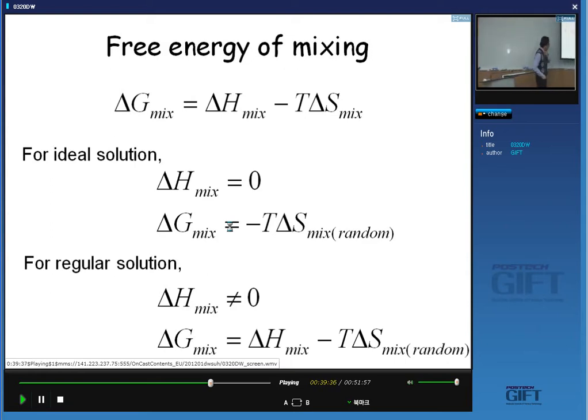Then the problem is, how can we handle the free energy change, the enthalpy of mixing and entropy of mixing? That is our problem. To handle this problem, people have thought of two hypothetical solutions. One is the ideal solution. Second is the regular solution. Of course, the real solid solution deviates, and is not perfectly described by either the ideal solution or the regular solution, but that is one of the ways to handle the free energy of mixing.